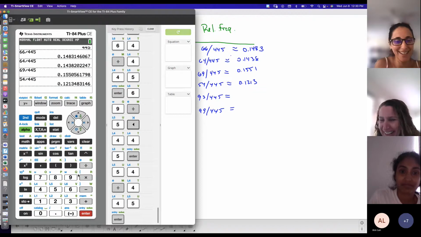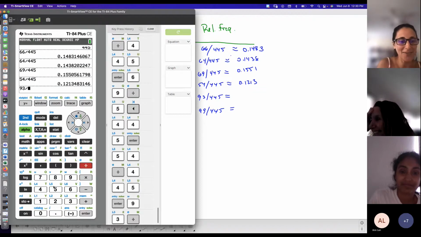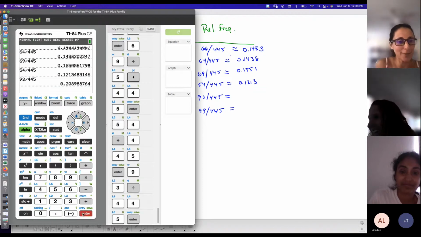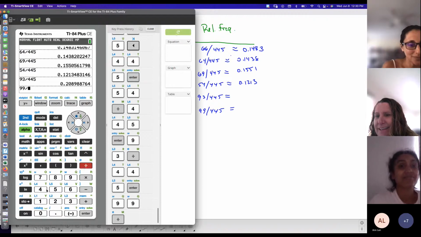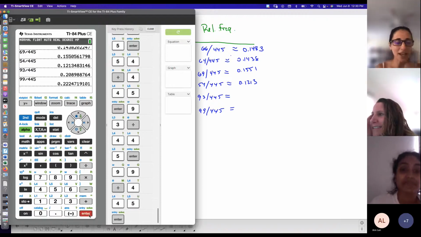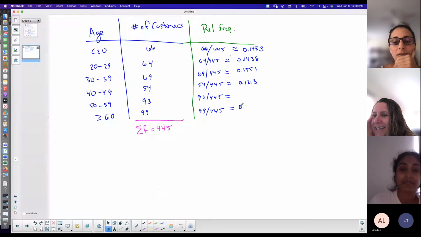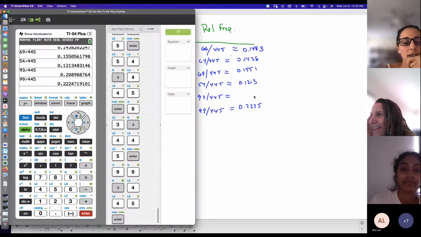93 out of 445, sometimes I get excited and I move. And then 99. I'm going to check it by adding them all up too, by the way. 0.28, oh, see? 0.2225. This one, 0.209.